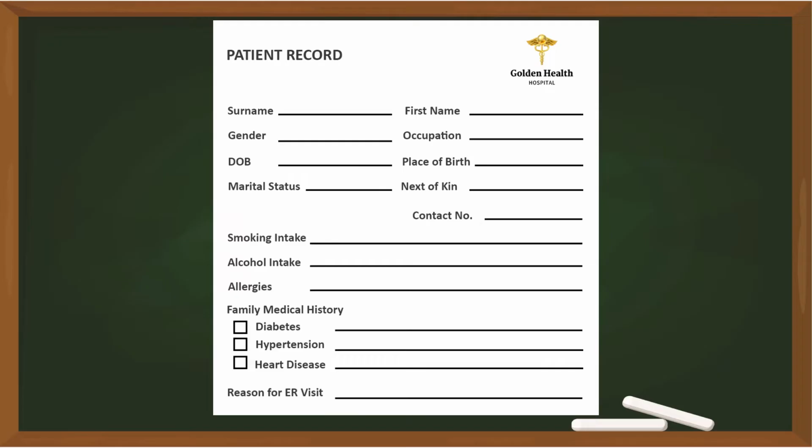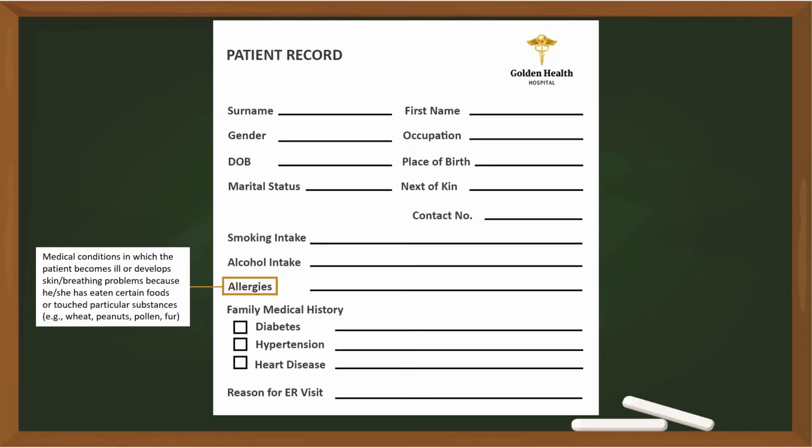Also, we normally ask about any allergies that a patient has. Allergies are medical conditions in which the patient becomes ill, or develops skin or breathing problems, because he or she has eaten certain foods or touched particular substances, such as wheat, peanuts, pollen, or fur.